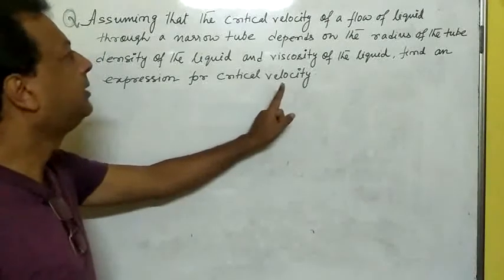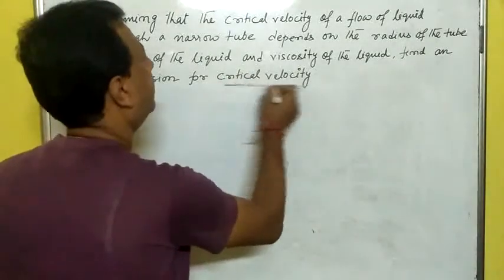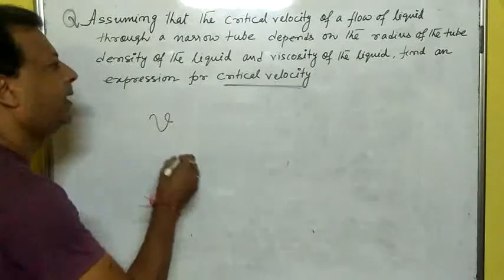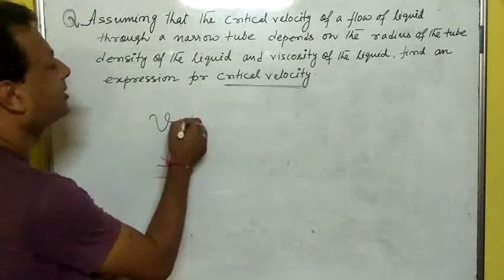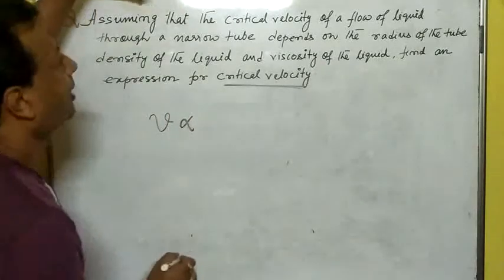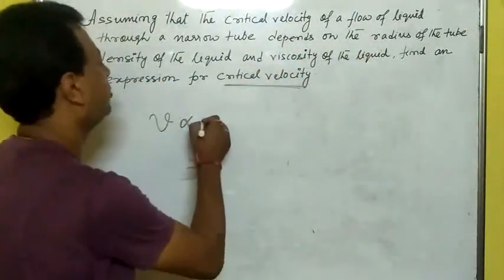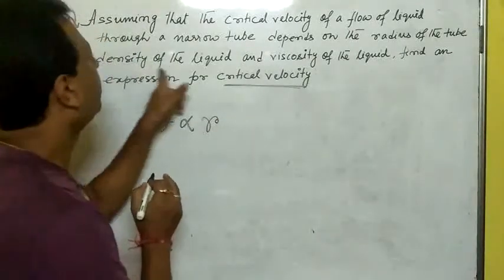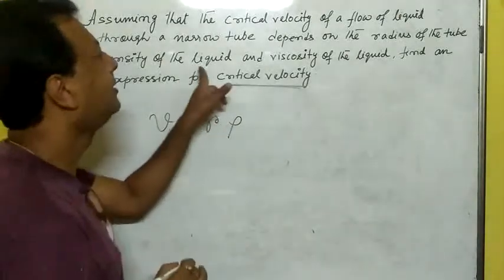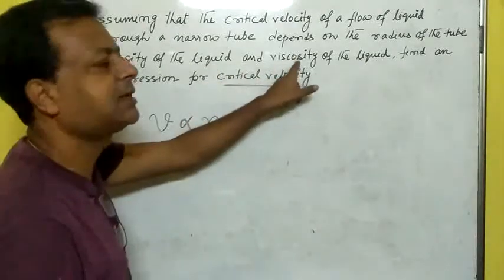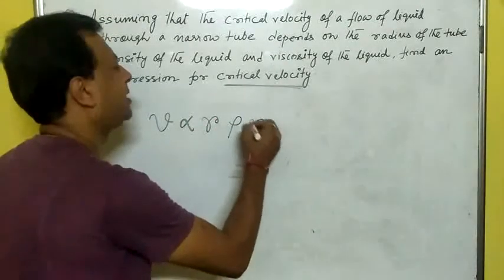Now, so three things it depends upon. This is critical velocity. Now, critical velocity is v. Any velocity is v in dimension. So this critical velocity is v. Critical velocity depends upon three things. Number one, it depends upon the radius of the tube. So radius of the tube is r. Then it depends upon density of the liquid. The density is rho. And lastly, it depends upon viscosity of the liquid. Now, if you go to dimension, viscosity is represented by eta.